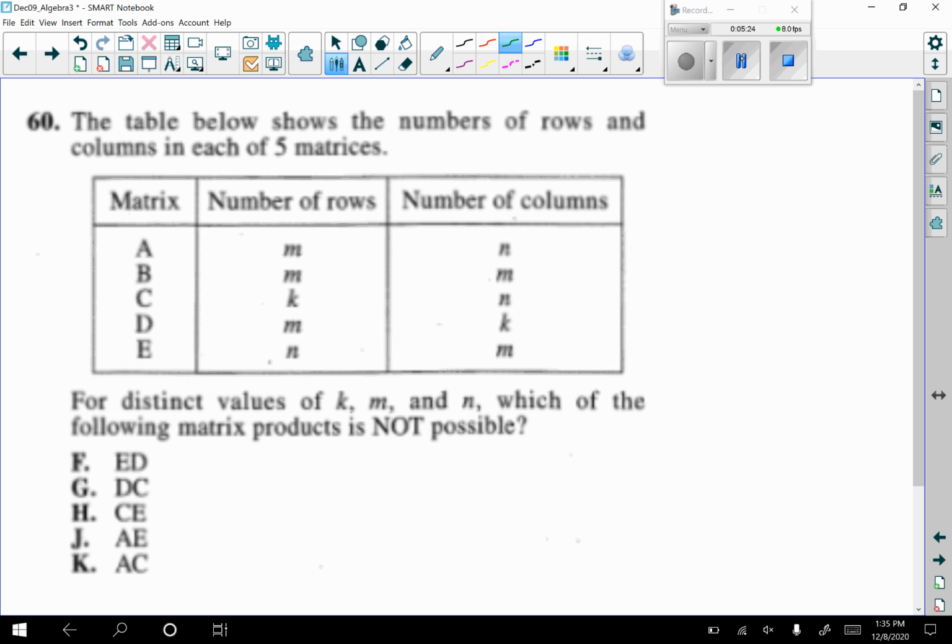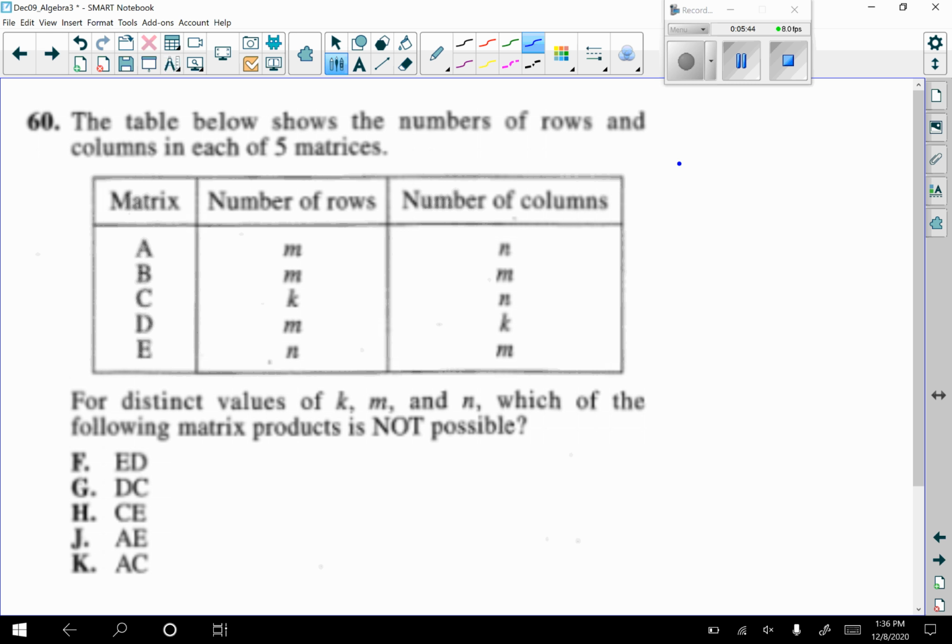If you need more time, pause it again. But in this problem, the table below shows the number of rows and columns in each of 5 matrices, A through E. For distinct values of K, M, and N, which of the following matrix products is not possible? So the best way to do this is just to go through and write out the dimensions.